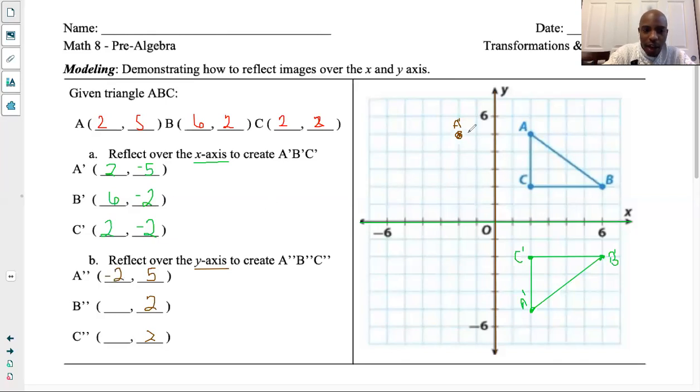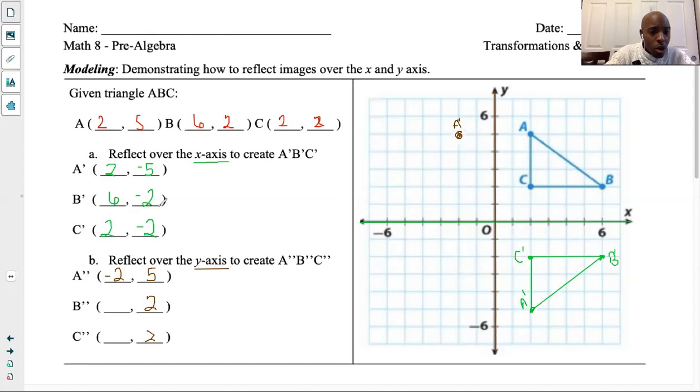Perfect. I got the 5 right, but -2, where did they get -2 from? They negated the original X value of A. So it became a -2. It was the opposite. So if that was a -2, that means this would have to be a +2, okay? And you could do that with each one of these points.